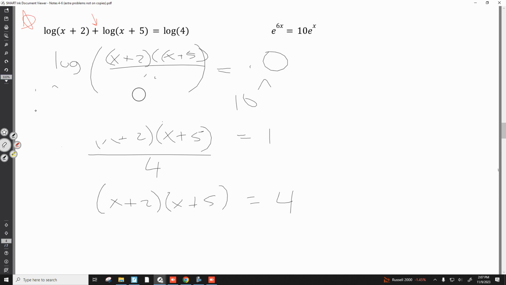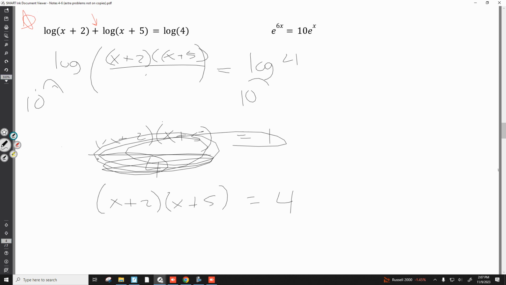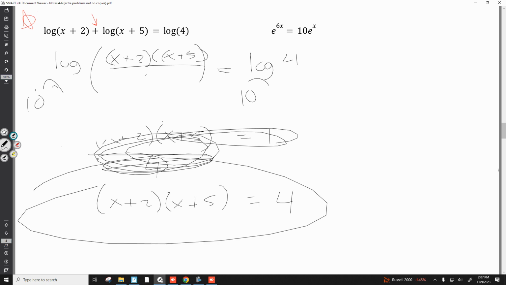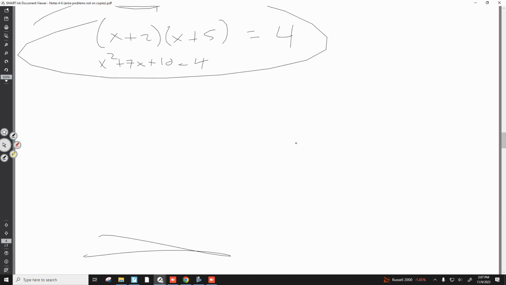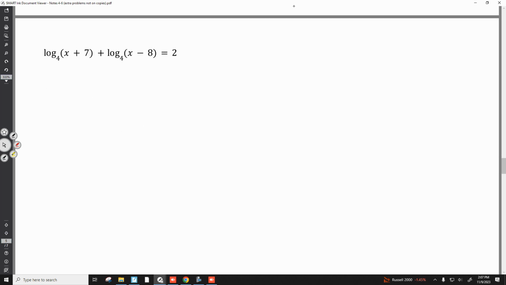If you kept, Shwari, log 4 on this side, those logs go away, and you get this: x squared plus 7x plus 10 equals 4. Subtract the 4. Okay, moving on. We're going to go back to that one on the right. Do this one really quickly.